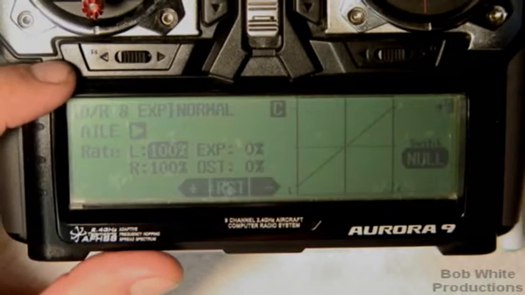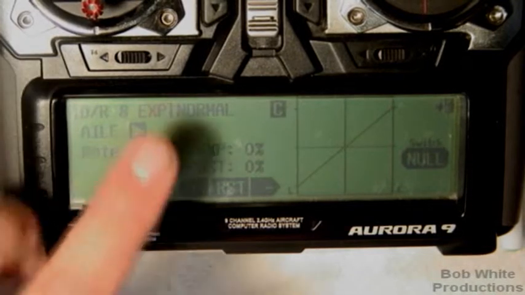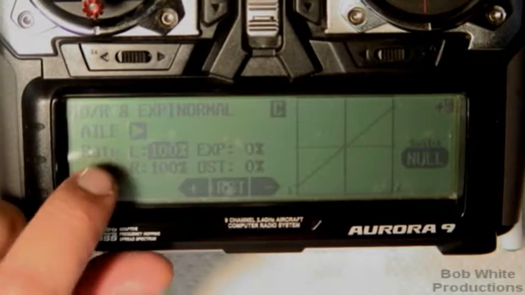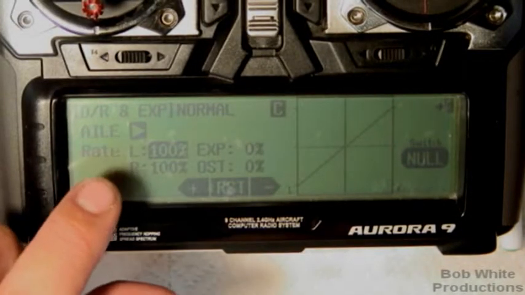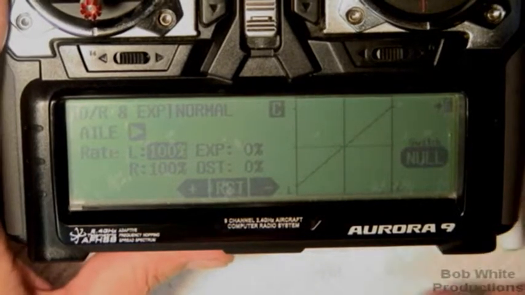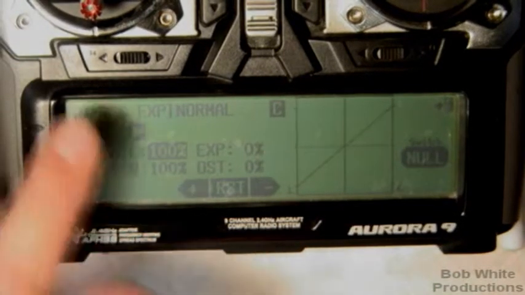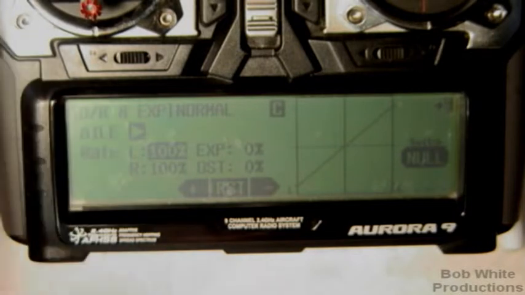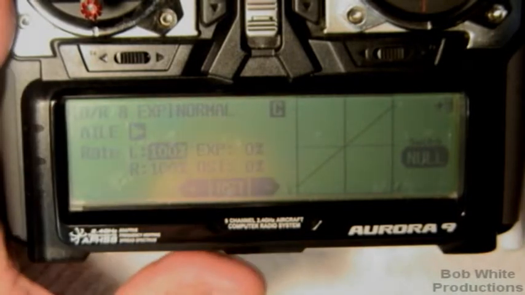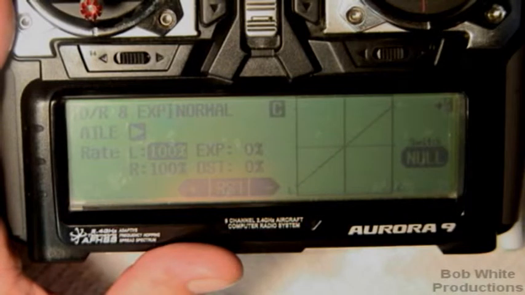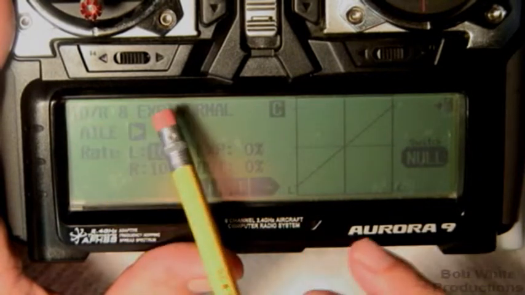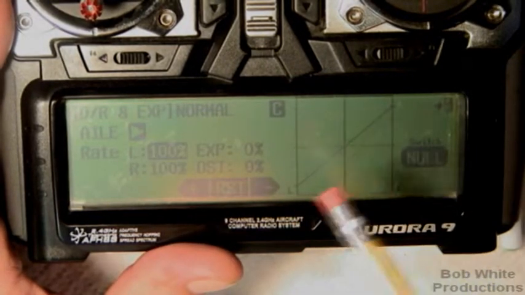I'm not going to spend any time here on what a dual rate is or what an expo is, as I have a video out there in my Heli Skills 101 that talks about what dual rate is and what expo is. I'm simply going to show you how to set it. So right now we have aileron selected, so we're in the dual rate expo menu for aileron.